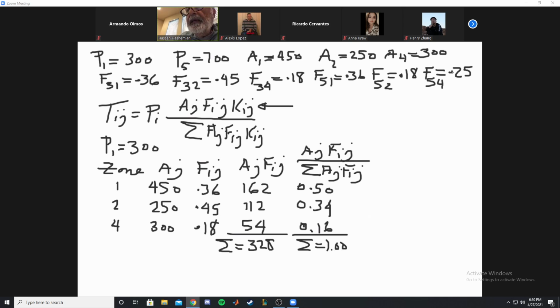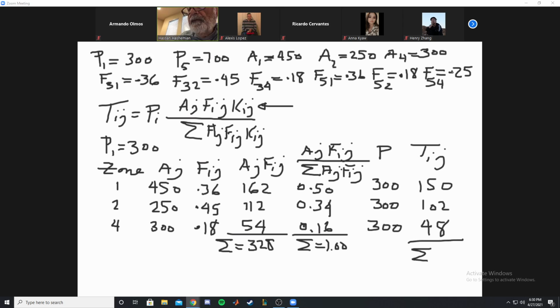Now your P is 300. All you have to do is multiply P by the previous columns, so you get the Tij. So 150, 102, and 48. And the total will be 300. So you distribute the 300 trips over these 3 zones. The first zone will attract 150, second zone 102, third zone 48.